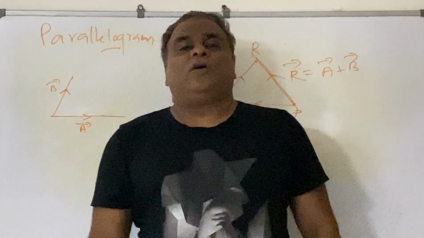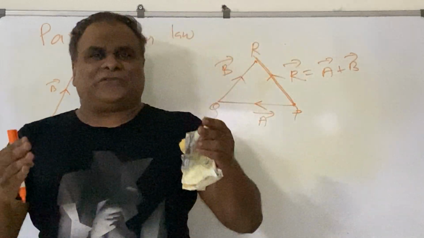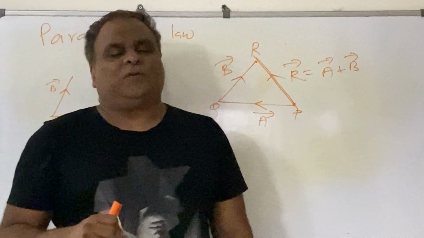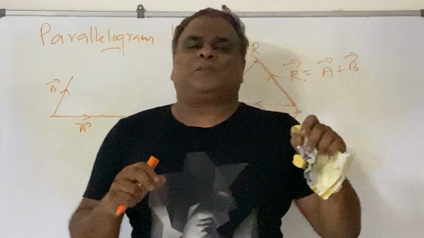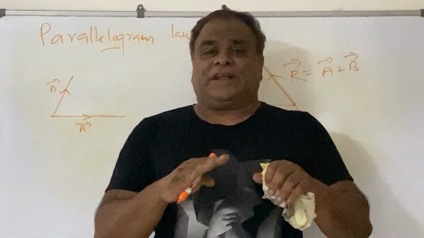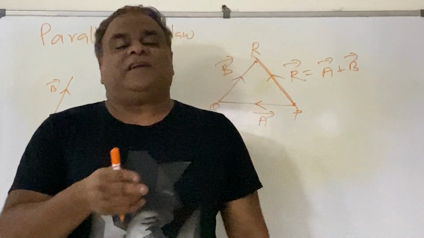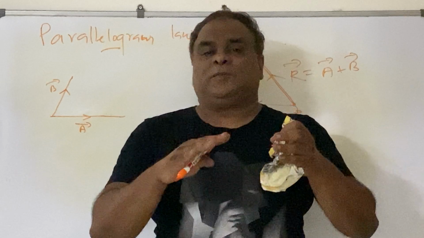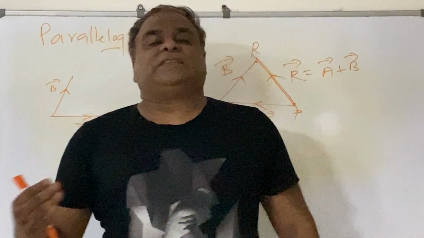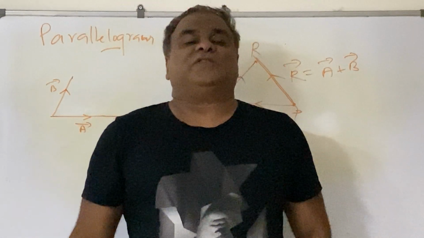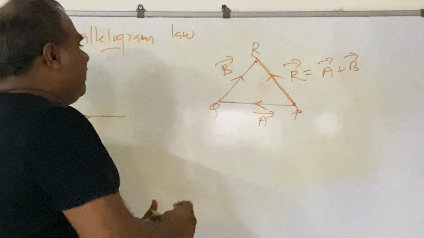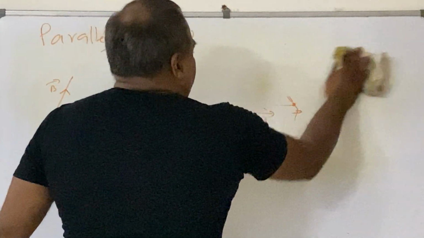What is the triangular law? This law you need to write like this, even in the last video I told you. If two vectors are represented in magnitude and direction by the adjacent sides of a triangle taken in order, then the sum is represented in magnitude and direction by the third side of the triangle taken in the reverse order. That is the triangular law. Let's come to the parallelogram law.